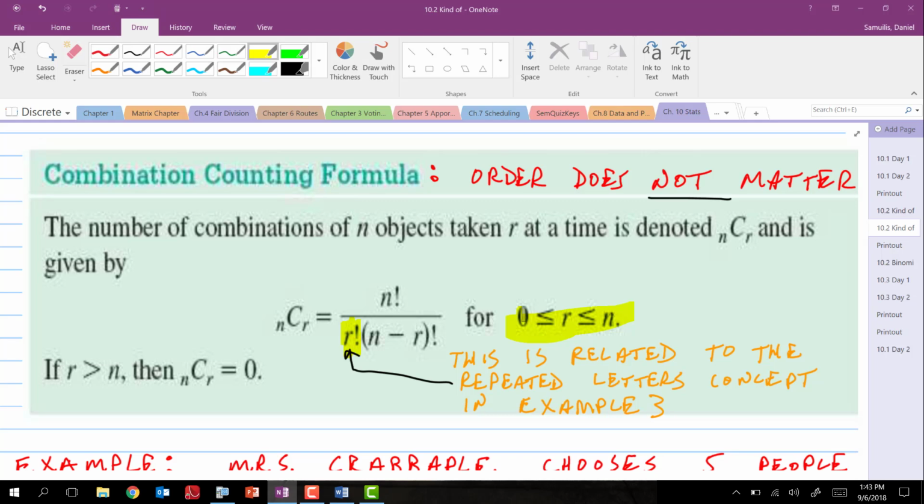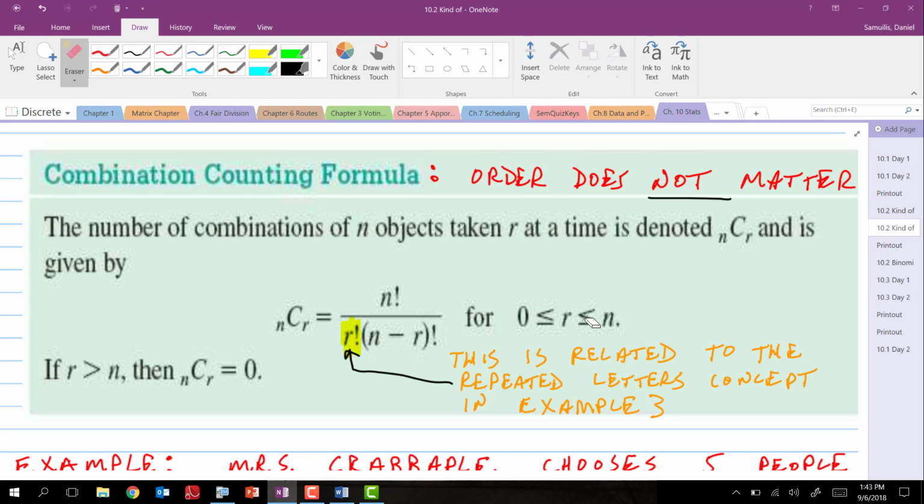So really all you have to do is write the formula and maybe write my little note to self. Notice the difference in the formula is what I've highlighted in yellow. And then notice the added feature. It's not just n factorial over n minus r factorial. It's r factorial times n minus r factorial on the bottom.